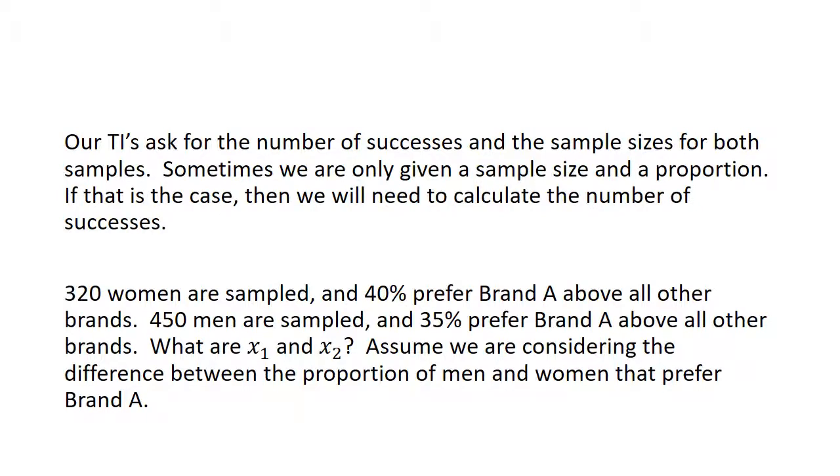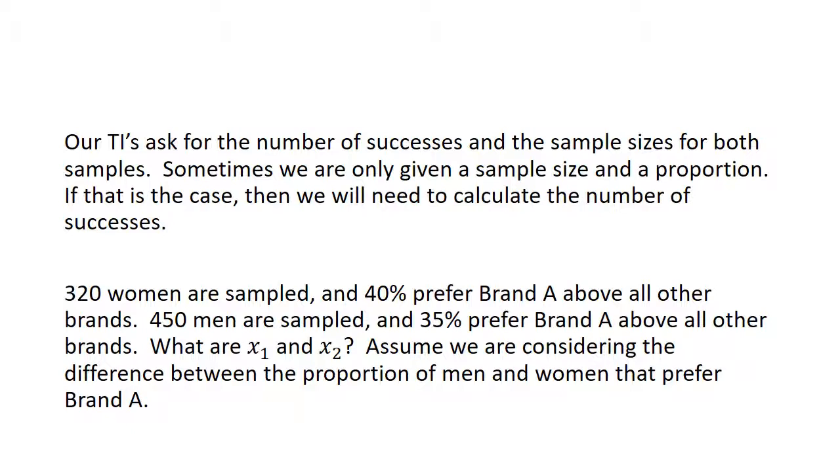As you've probably noticed, when dealing with proportions our calculator asks us for x, a number of successes, and n, a sample size. That holds true when we're dealing with two proportions as well. X1, number of successes in group 1, sample 1. X2, number of successes in sample 2. N1, size of sample 1. N2, size of sample 2.